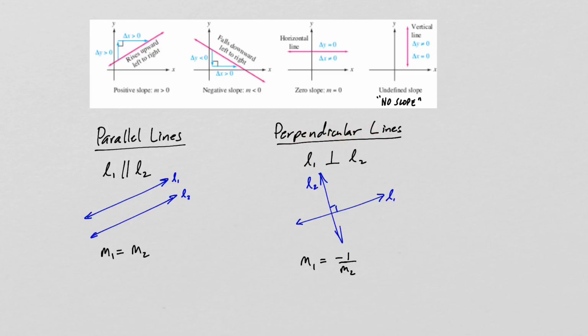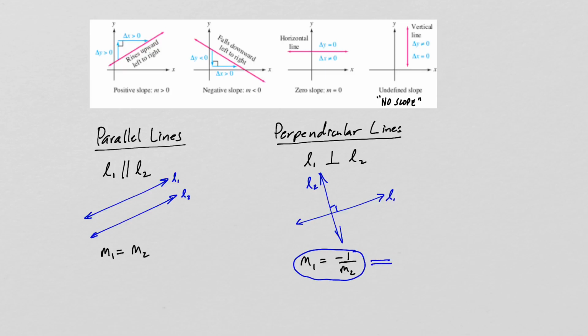Perpendicular lines are a little bit more interesting. When line 1 is perpendicular to line 2, that means not only do they intersect, but they intersect to form a 90-degree angle. And in this case, the slope of one of the lines is the negative reciprocal of the slope of the other line. Now, sometimes this can be a little bit confusing here.